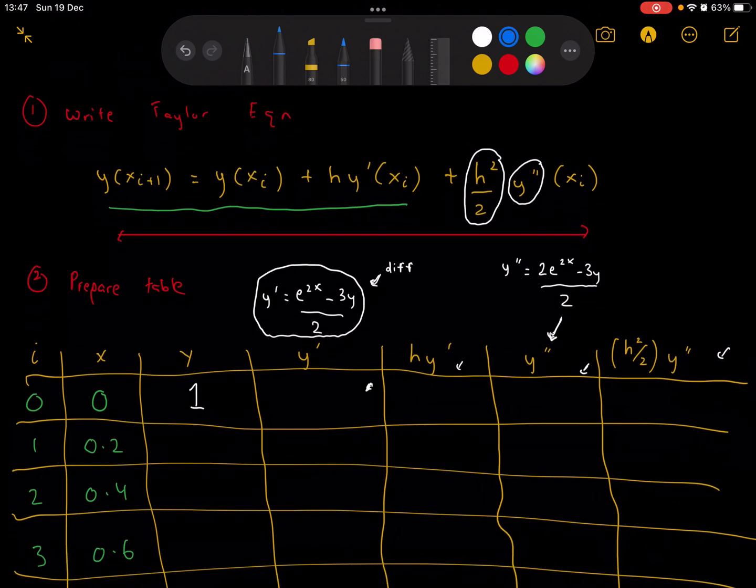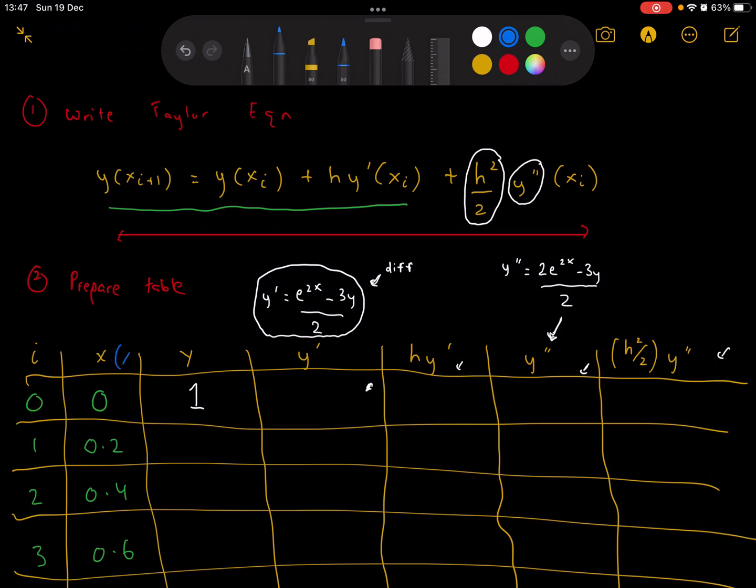To make things simple, in our calculator we will use x as x, y as y, y prime we're going to replace with a, h y prime as b, y double prime as c, and h squared over 2 y double prime as d.